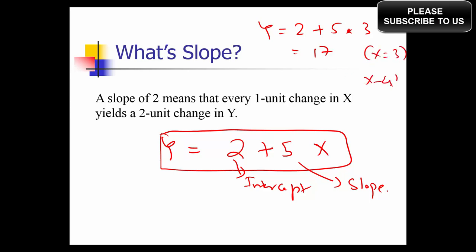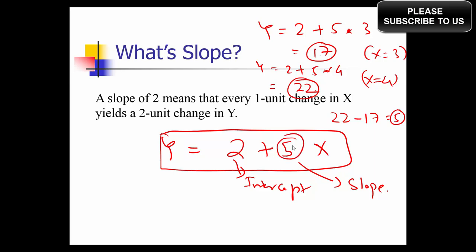What if x equal to 4? Then y equal to 2 plus 5 multiplied by 4, which is 22. So when x equal to 3, y is 17, and when x equal to 4, y is 22. The difference in the value of y is 22 minus 17, which is 5, and this is also 5. So the slope coefficient is nothing but the change in y when x changes by 1 unit. That's how we define it.